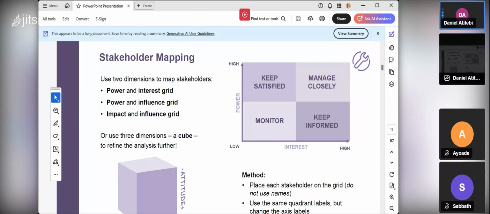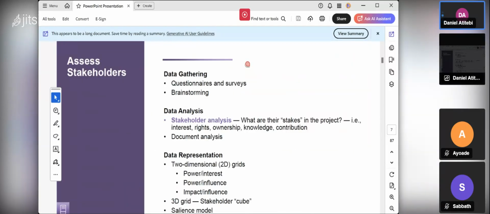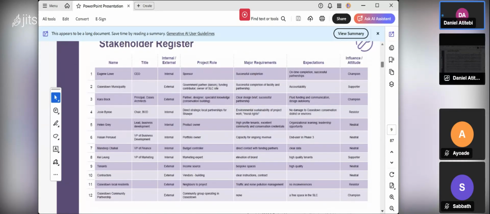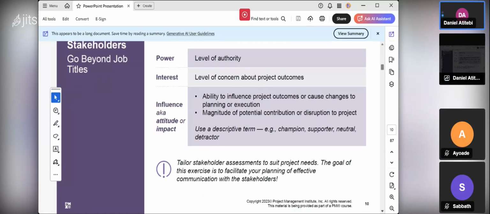So this is one of the ways you can manage them. You have to draw what they call stakeholder mapping to know the stakeholder, their interest, their power level, and maybe political power level, so that you can know how to manage that stakeholder. That's what you have done here.